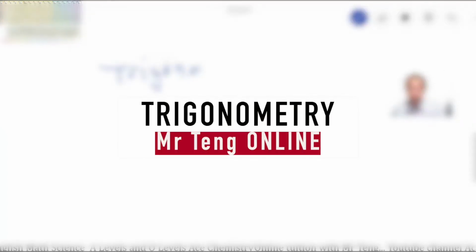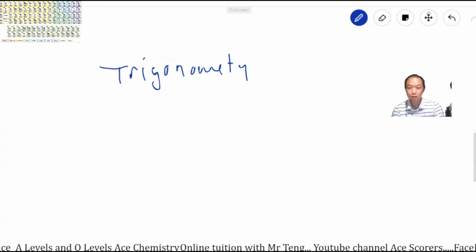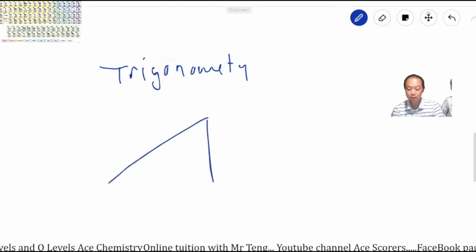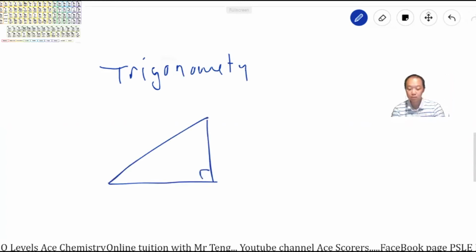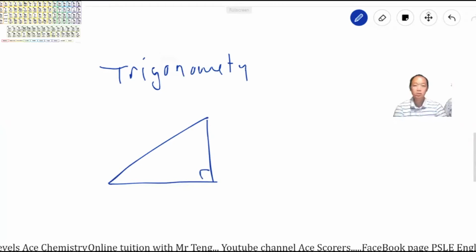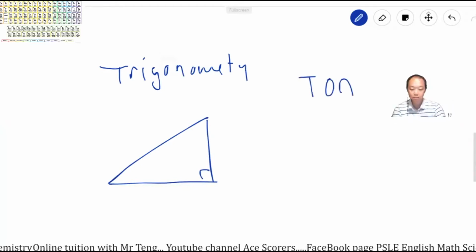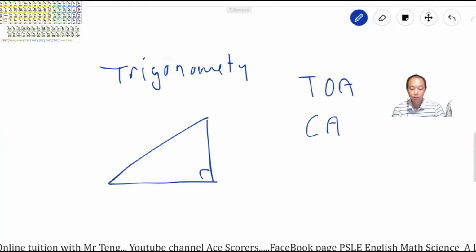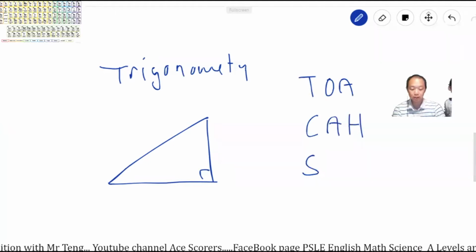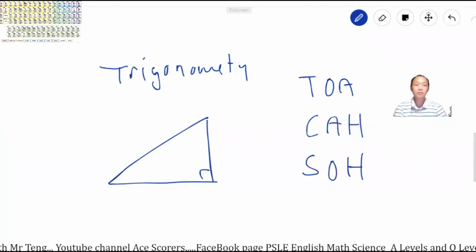Trigonometry. The basics of trigonometry start with a triangle. It has to be a 90 degrees triangle. Now I'm sure you have heard of this SOH CAH TOA, right? You heard of this?